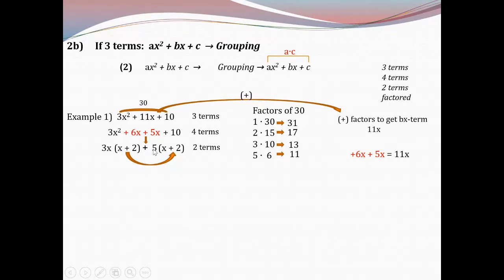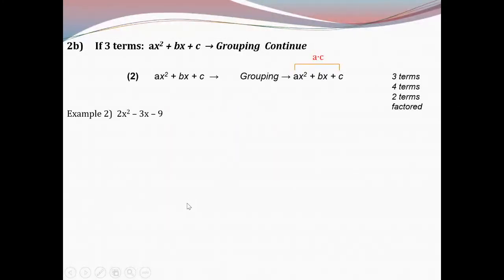And you can always check your work. If you distribute, 5 times x will give us 5x. 5 times 2 will give us 10. So then they have in common the x plus 2. What's left? 3x plus 5. It's factored. Okay, let me do one more example, guys, and then I'll be done with the factoring part.